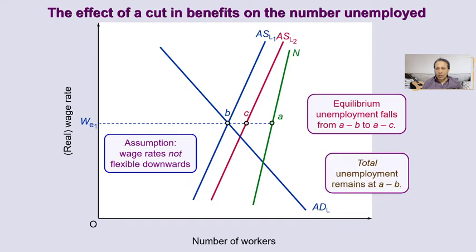So the total unemployment remains at the A to B rate, and the equilibrium unemployment falls from A to B to A to C.